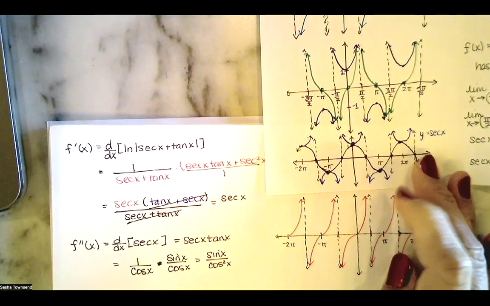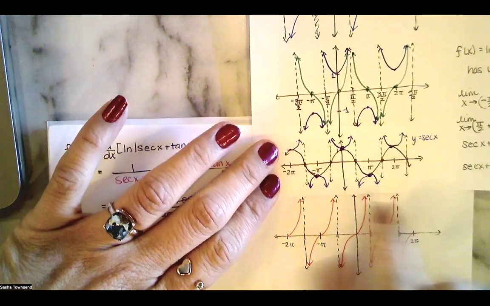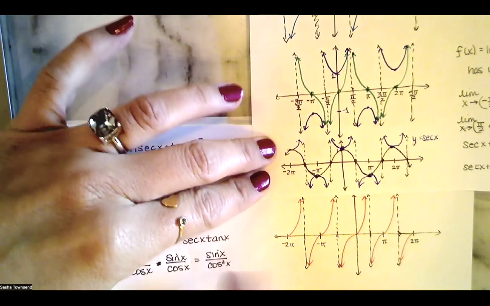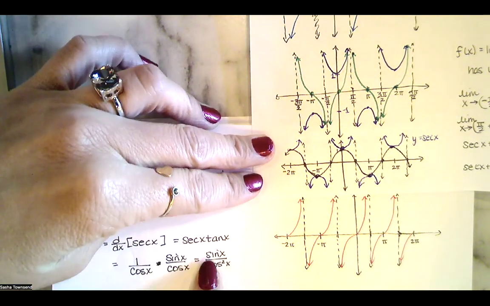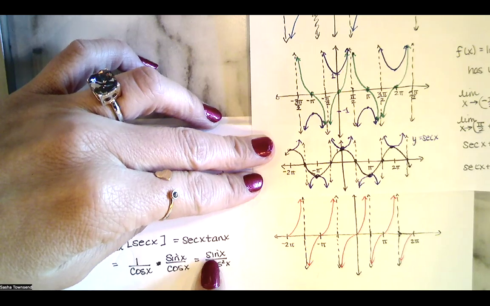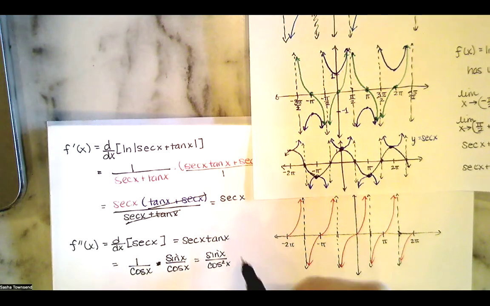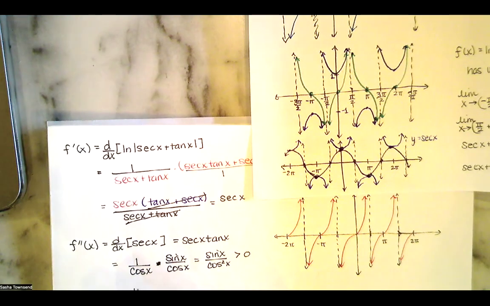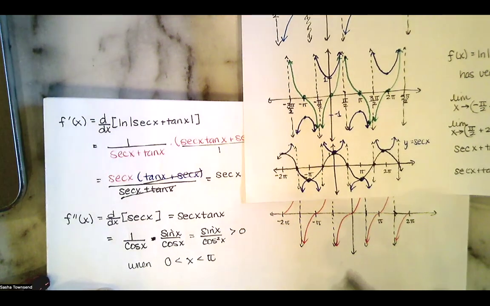So we're going to have asymptotes in the same place that the tangent and the secant have asymptotes, at all of those odd multiples of pi over 2. And then the sign of this is determined by the sign of sine of x. So f double prime will be positive when x is between 0 and pi, because we know what the sine graph looks like.